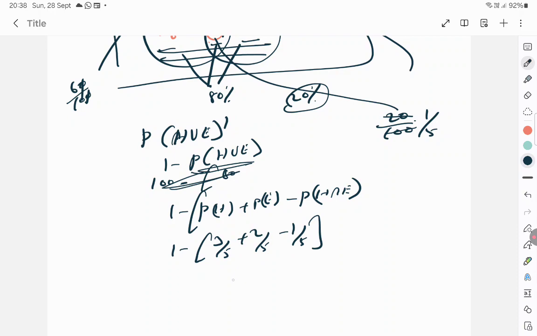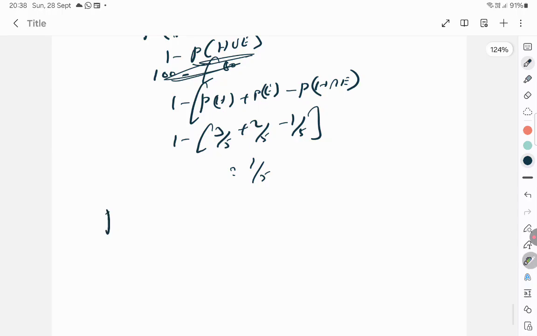This answer turns out to be 1 by 5. Check out, okay? So let's go to the next question. If she reads Hindi newspaper, find the probability that she reads English newspaper, which means the probability that she reads English, given that she reads Hindi. If she already reads Hindi, what is the probability she reads English? It is P of E intersection H by P of H.